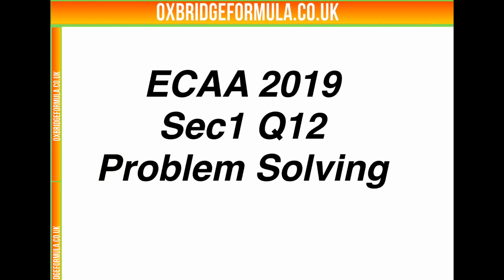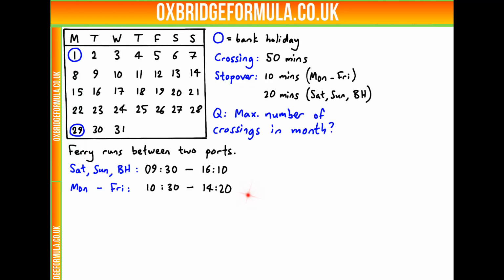This is question 12 on problem solving from section 1 of the 2019 ECAA. So we're given a calendar for the month of May, a particular year. These two circled Mondays indicate bank holidays.